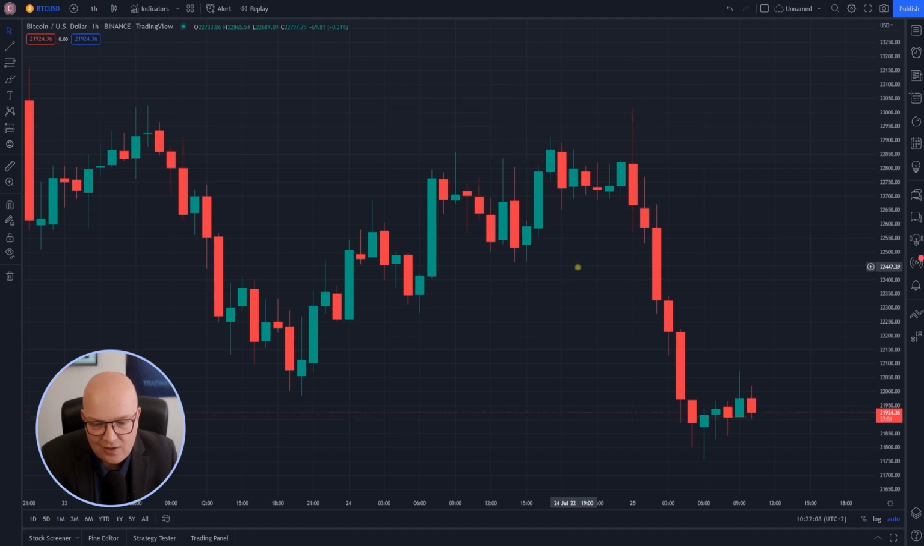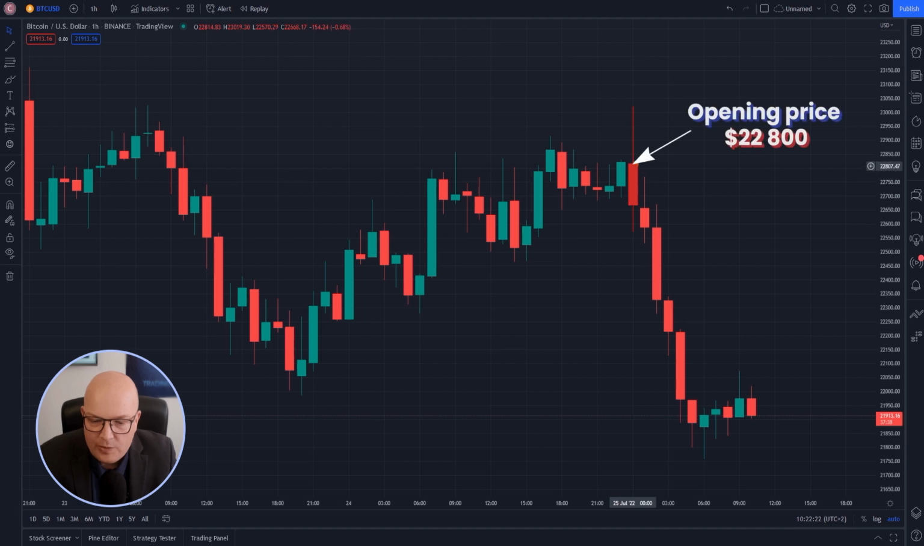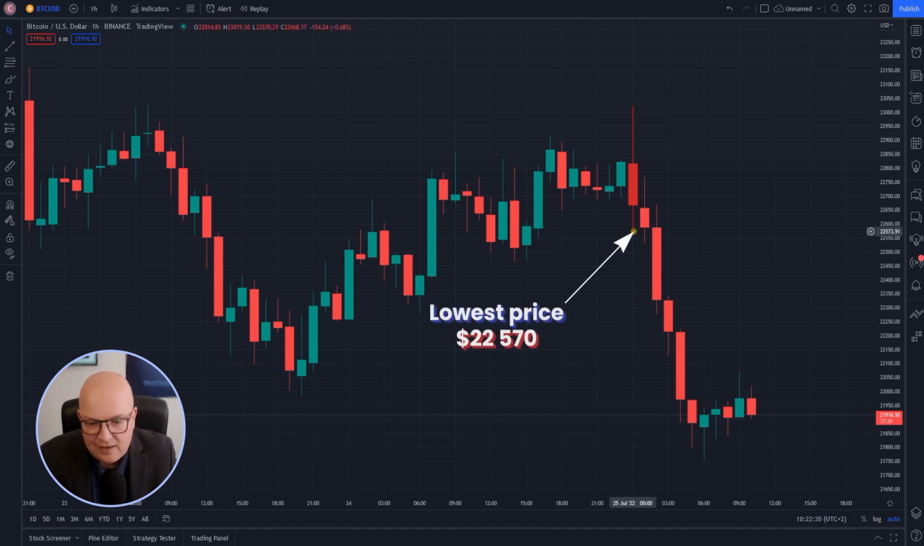22,810 US dollar. On the contrary, if you see a red candle, that means that the closing price for that time period was lower than the opening price. For example, here the closing price was at around 22,660 US dollar, the opening price at 22,800 US dollar, with the highest price being up here and the lowest price being down here.